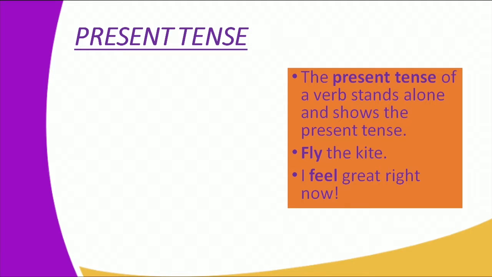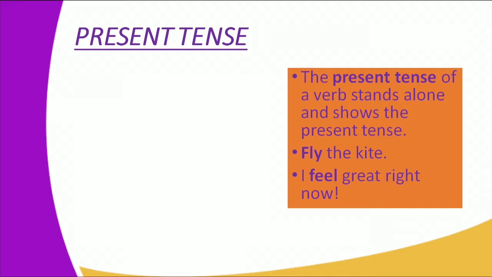The present tense of a verb, or what is also referred to as the root form of the verb, is the verb in its base form. It has not been inflected. We have the example, fly the kite. Fly is the verb in that sentence, and it is existing in its root form.